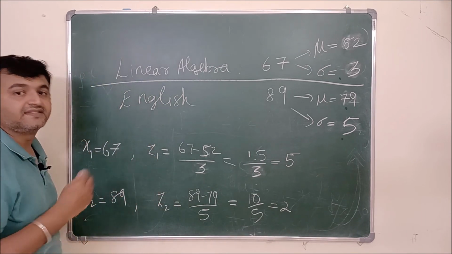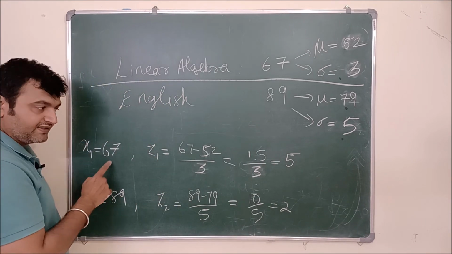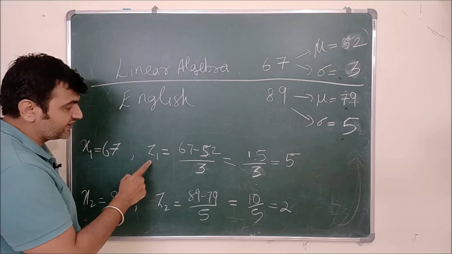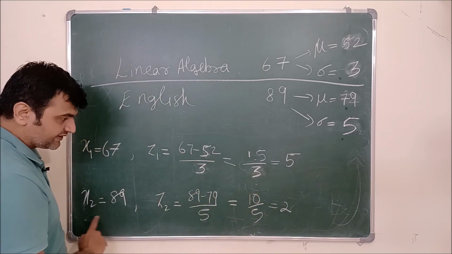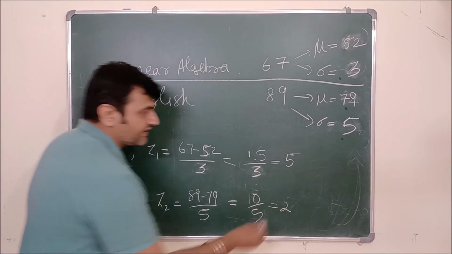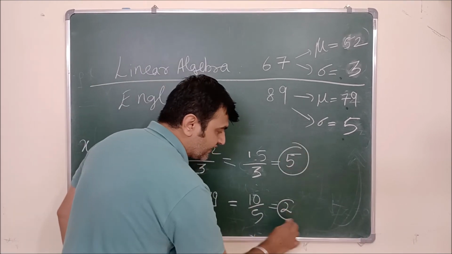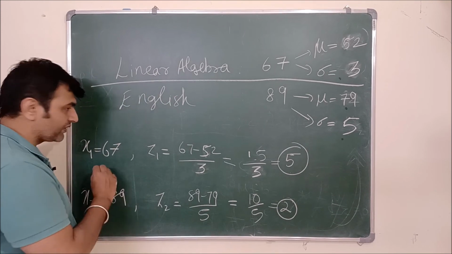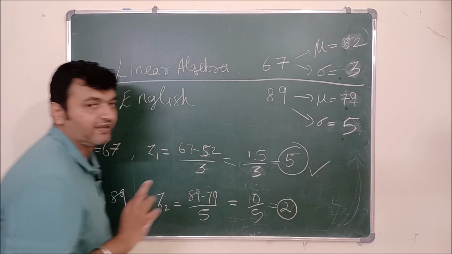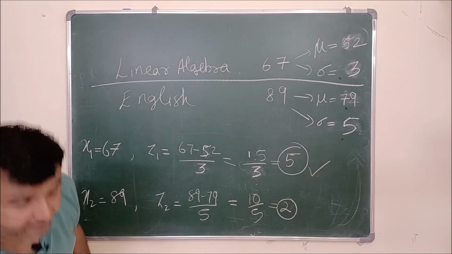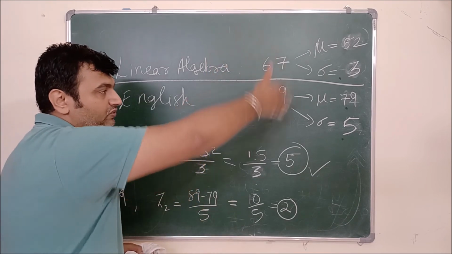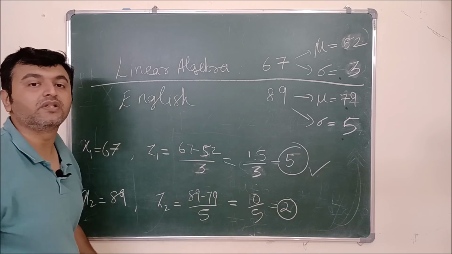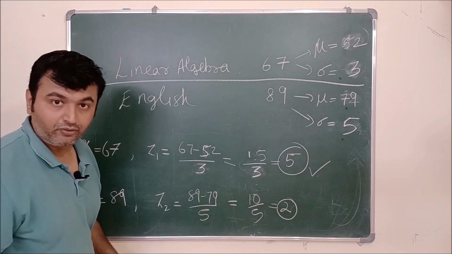So now let us try to find the z score. So x1 is this. What is z1? This z score is for linear algebra, (x minus mu) upon sigma. This is the z score for English. So you can see here you have a higher z score than this. That means you have performed better in linear algebra. Okay, and that's why we do relative grading and not ordinary grading. We have to make sure you consider all these parameters and only then conclude how you are performing.